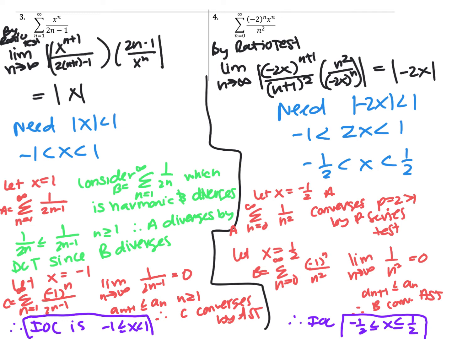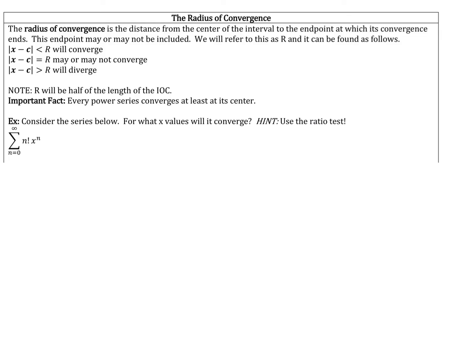Now that we've talked about the full interval over which a power series, a series that has an x component within it, can converge, let's scale back a little bit and talk about the length over which a series can converge. And that's going to lead us to the idea of the radius of convergence. So the interval of convergence gives us the interval that contains all of the x values for which a particular power series will converge. The radius of convergence, on the other hand, is simply the distance from the center of the interval to an endpoint at which its convergence ends.